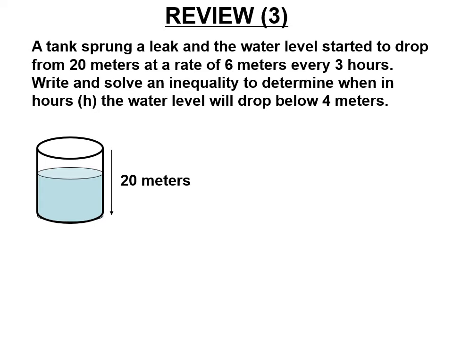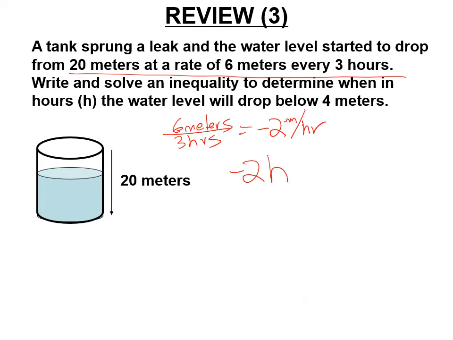Tank Spring Lake, and the water level started to drop from 20 meters at a rate of 6 meters every 3 hours. So it's going down 6 meters every 3 hours. It's going down 2 meters per hour. That's what's going on. So the rate here is -2 per hour. It starts at 20 meters, right? And we want to write and solve and determine when it is below, it's less than, below, not or equal to, below 4. That's the inequality we're trying to solve.